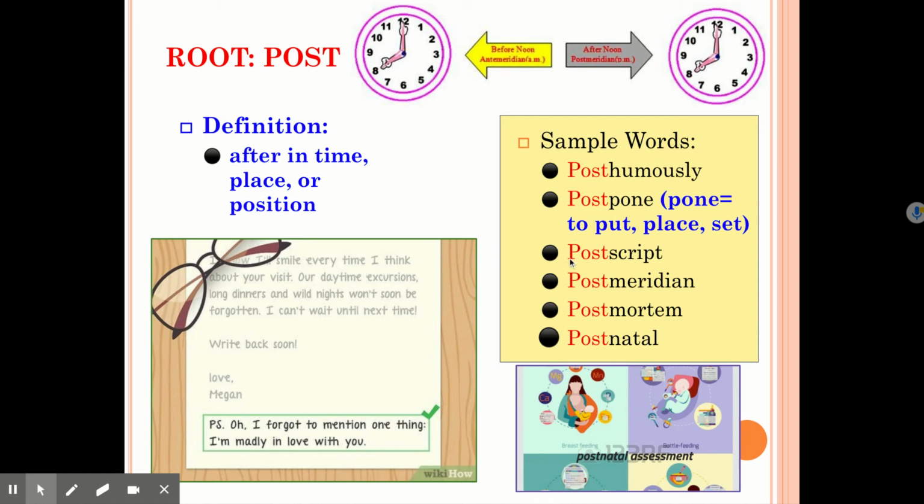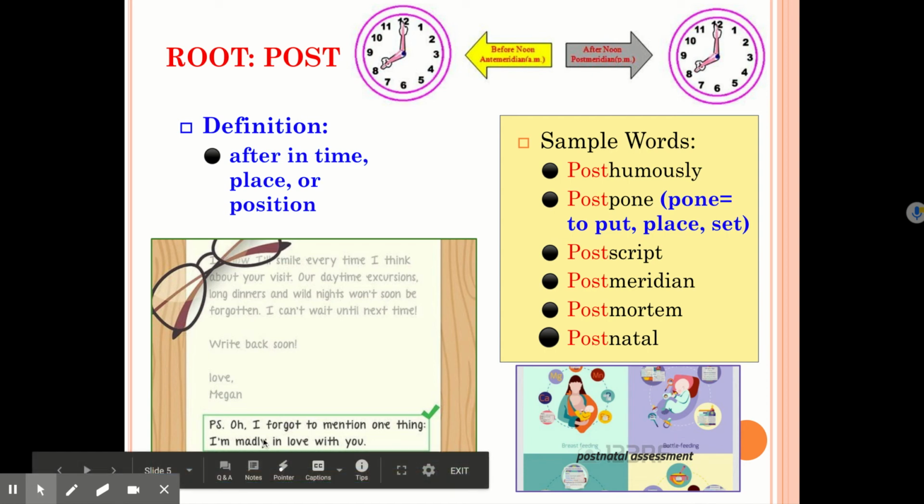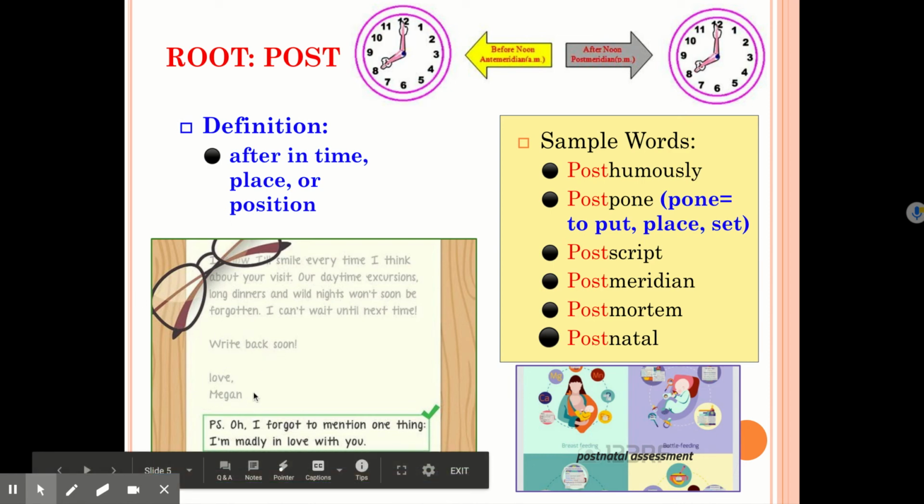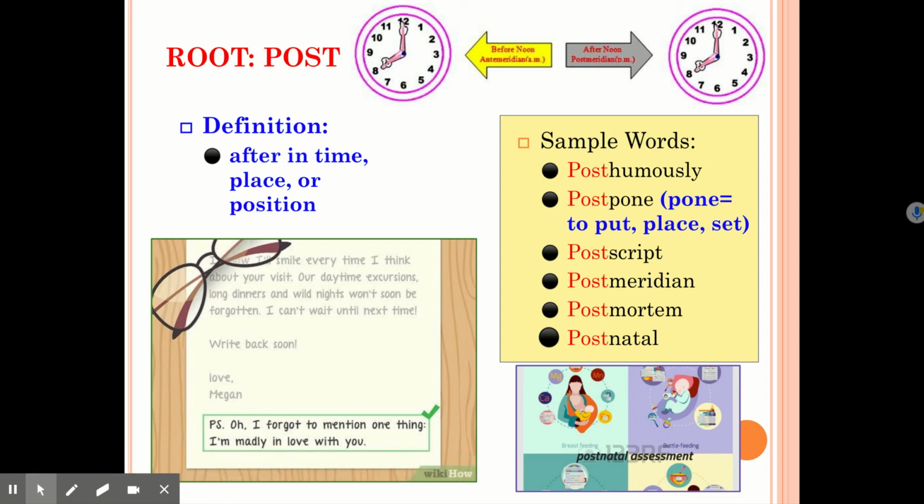Okay, then we have postscript. Here's a picture of postscript. Is a note added to finish a letter or a book. So in this picture here, you can see that someone has written a letter and they've signed it. And then PS stands for postscript. Just a quick little note of something they forgot to include in the letter. Okay, so if you've seen that before on a letter, PS, but never knew what it meant, it's an abbreviation for a postscript. Then we have post-meridian.